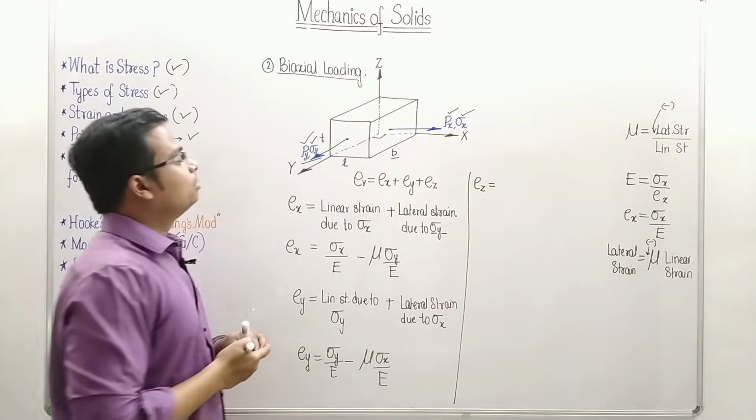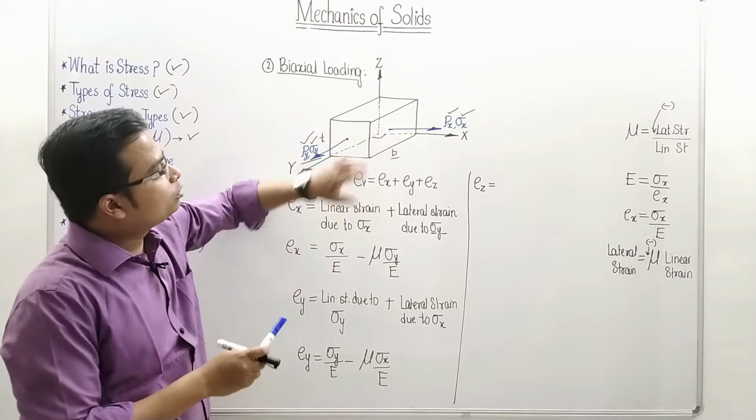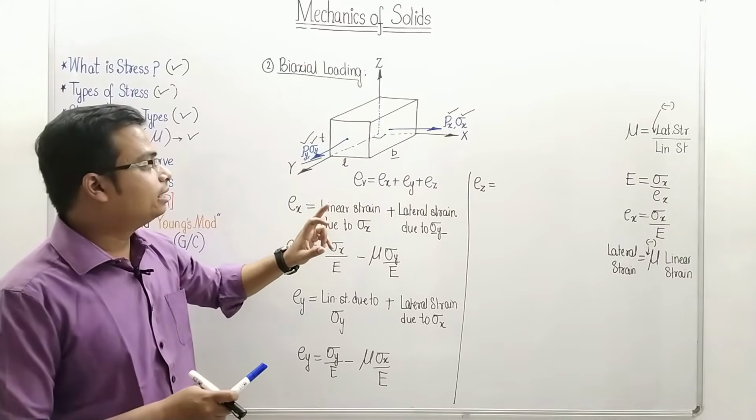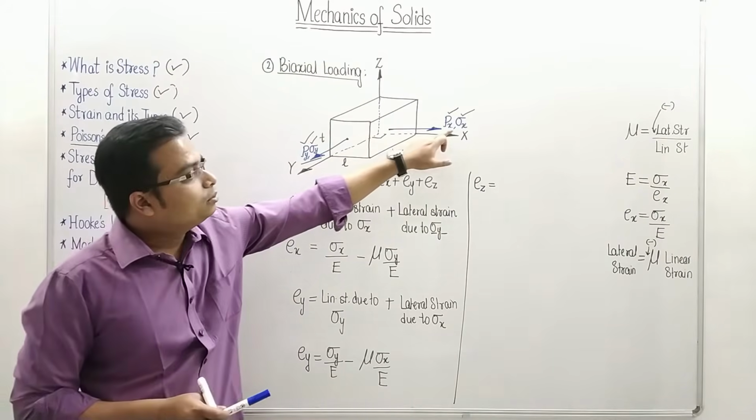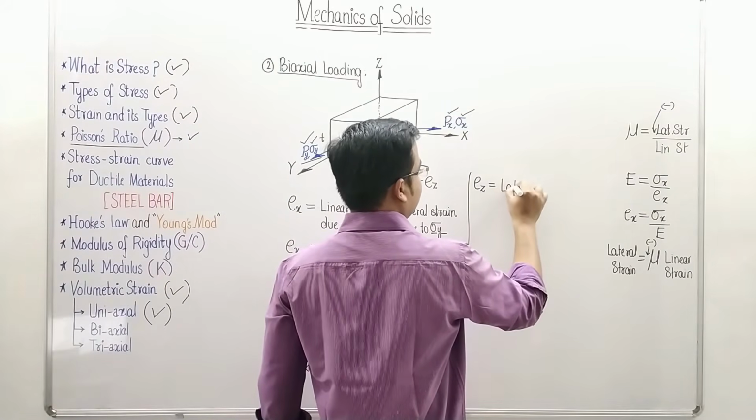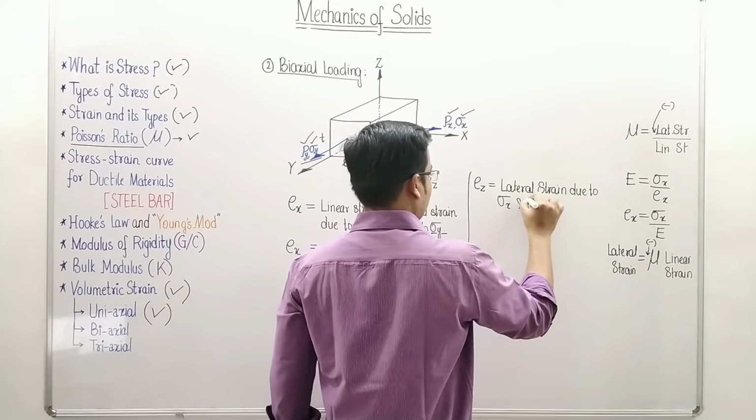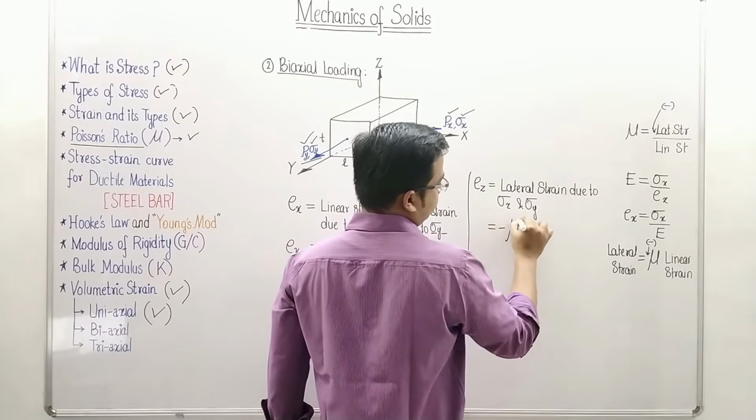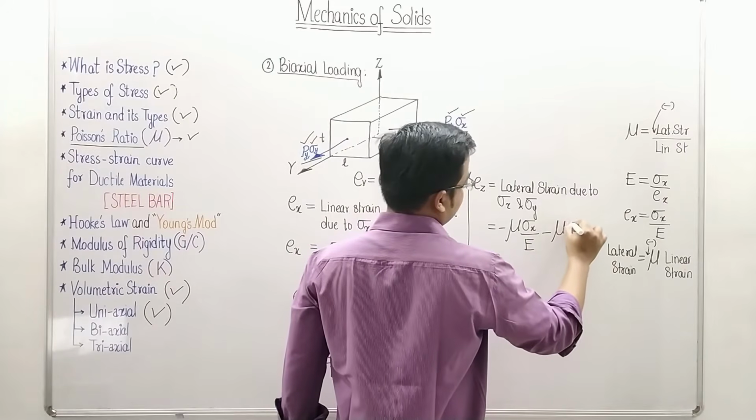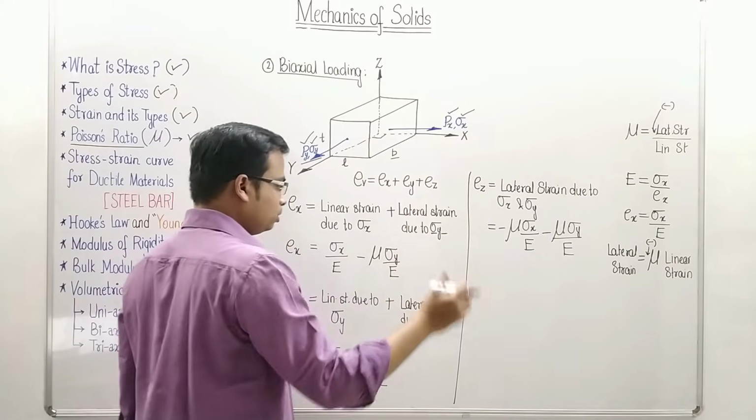So if you watch this, there is absolutely no force acting along the z direction, no force. So whatever strain is going to develop along this z direction, along this dimension t, it is purely because of lateral strains due to sigma y and due to sigma x. It's very simple. So this is a summation of lateral strain due to sigma x and sigma y. So how can you write this? Negative of mu sigma x over E, again negative of mu sigma y over E. Done.